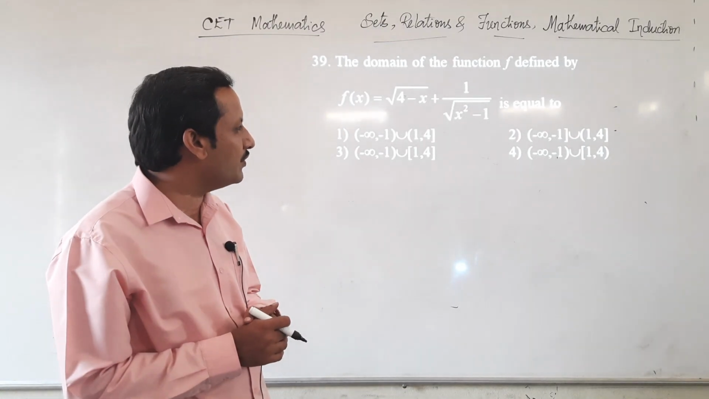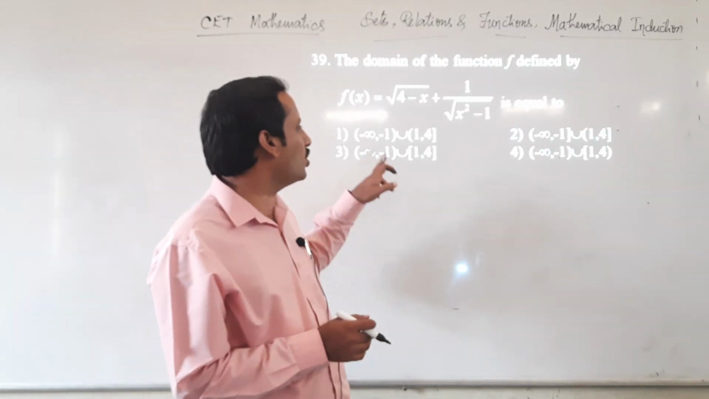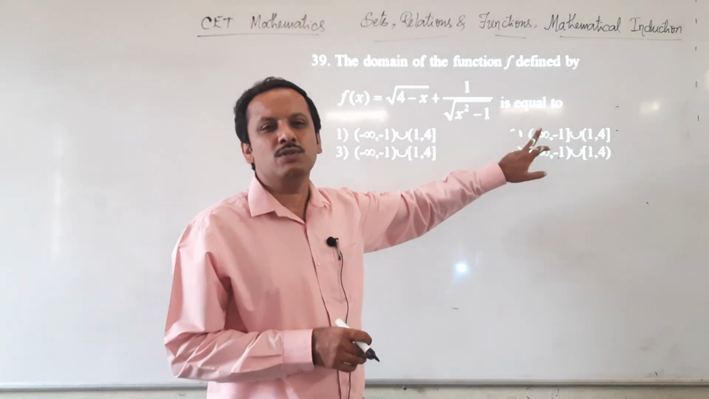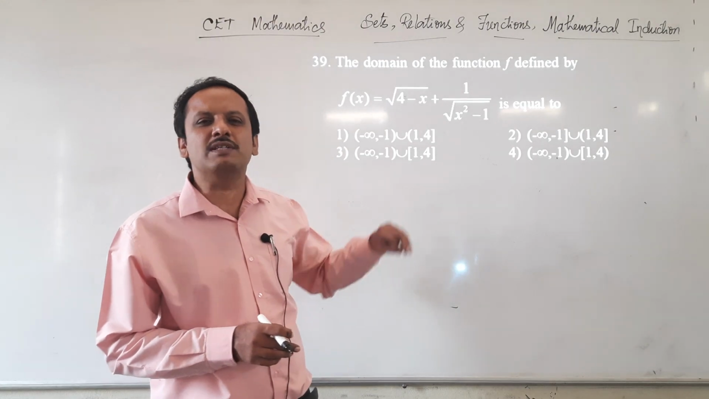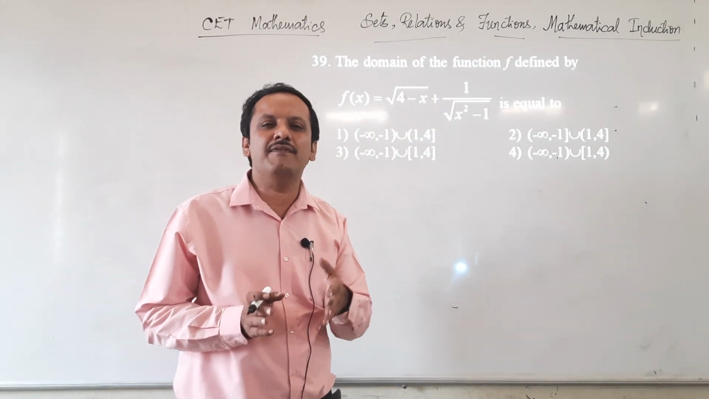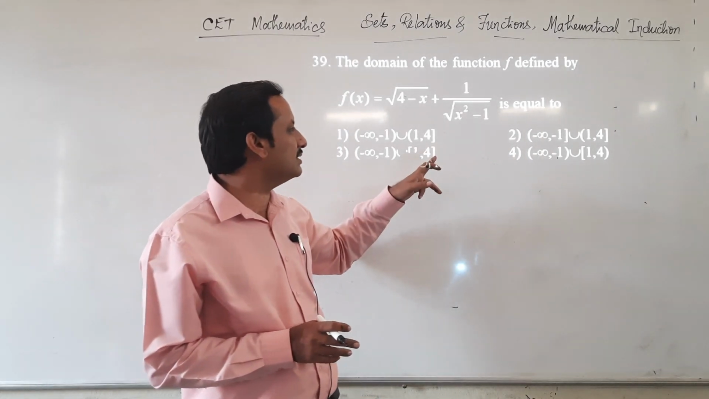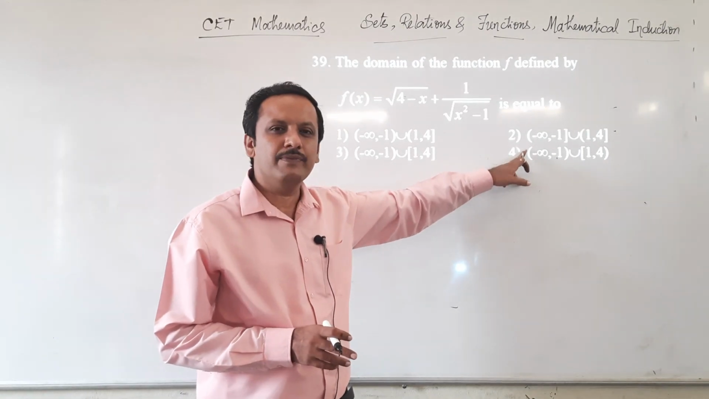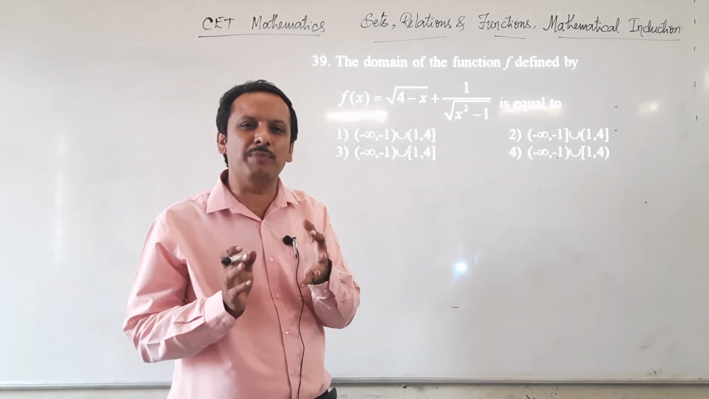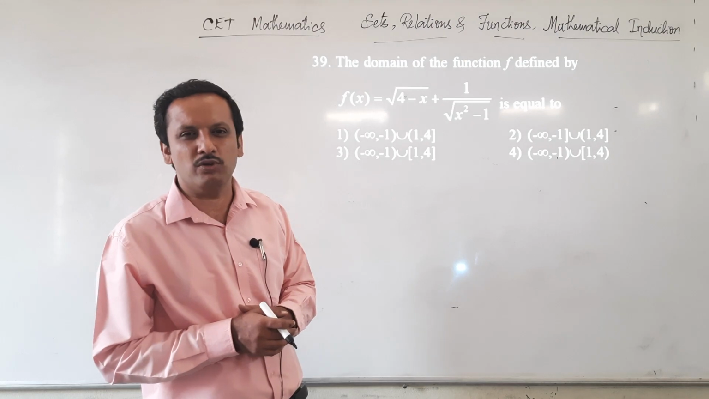Okay. So if you observe closely, you look at minus 1. Minus 1 does not belong to the first interval, but it does belong to the second interval. So what I am going to do now is, I am going to substitute minus 1 in this expression. If the function is well defined at minus 1, then that means the second option would be the answer. If the function does not hold good at minus 1, that means minus 1 should not be present in the domain. If that is the case, then the first option would be the answer.